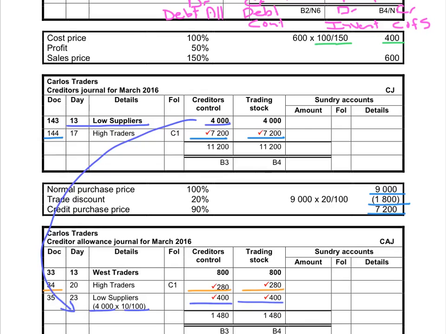In the Creditors Journal, the creditors will be credited because we owe them more money, and trading stock will be debited because we bought goods and our stock asset increases.